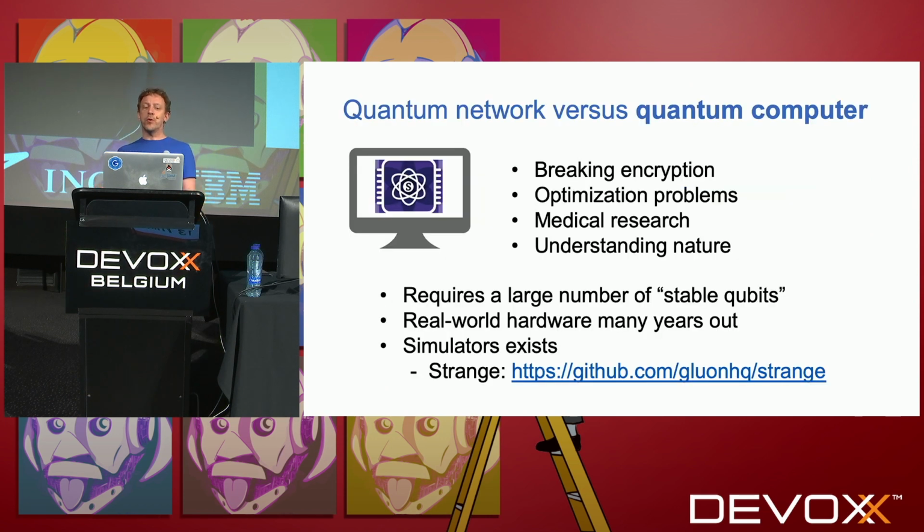So I'm talking today about quantum networks and not really about quantum computers. And those things are different. So very briefly, what's the difference? A quantum computer is more popular in the media because it's supposed to break encryption. It can help with optimization problems, with medical research, with understanding nature. But it's hard to create. It requires a large number of qubits. We will come back to that later. And the real hardware that is ready for production is many years out. Some say 5, some say 10, some say 15, some say never. But there exist simulators. For example, Strange is a Java-based quantum simulator. So that's a quantum computer.